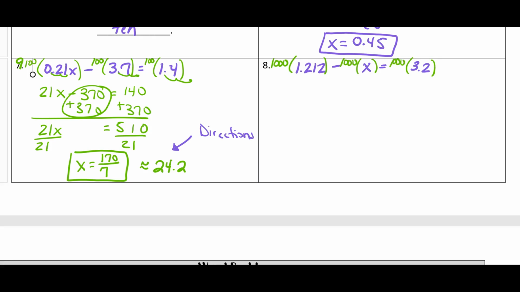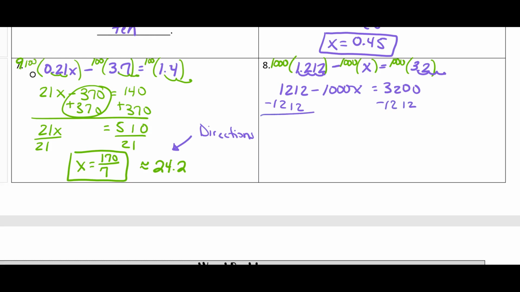So when we do that, we would have 1212. This would move the decimal over 3 places. So 1,000 times x is just minus 1,000x. And 1,000 times 3.2 is going to move the decimal over 3 places. So 3,200.